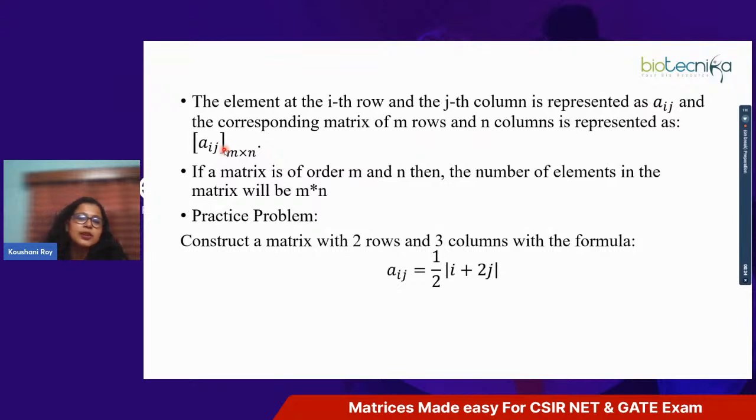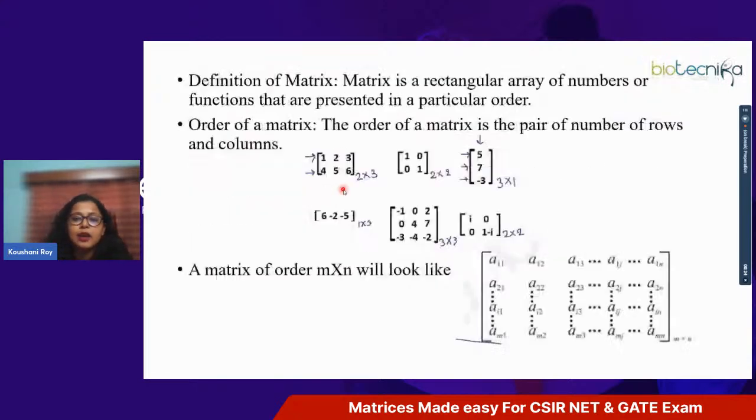Okay. So similarly, if we have to find the element at the 10th row and 12th column, the element will be a 10 12. Okay, so now see, if a matrix is of order m and n, then the number of elements in the matrix will be m cross n.